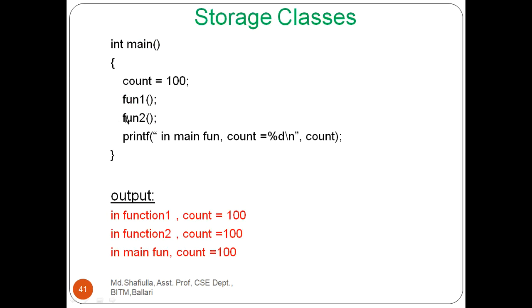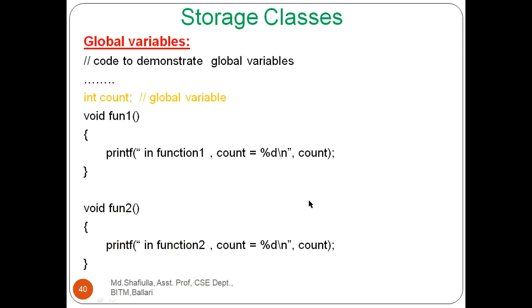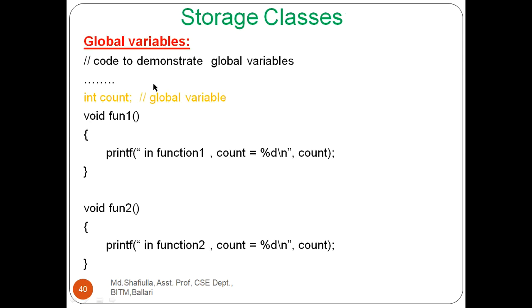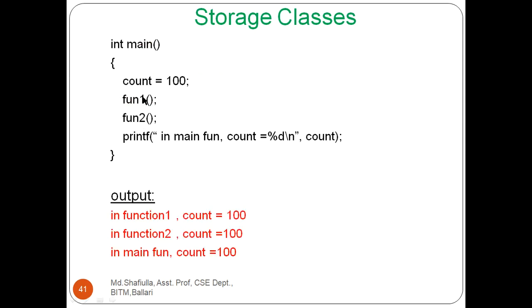Again I am calling another function, function 2. Control shifts from the calling function to the called function. In function 2, count equals, again the count value will be printed. Then printf in the main function, count equals. As a result, if you check, all 3 times the count value will be 100. Why will it be the same value? Because this count is visible to all the functions. Not only to function 1 and function 2, but also to the main function.